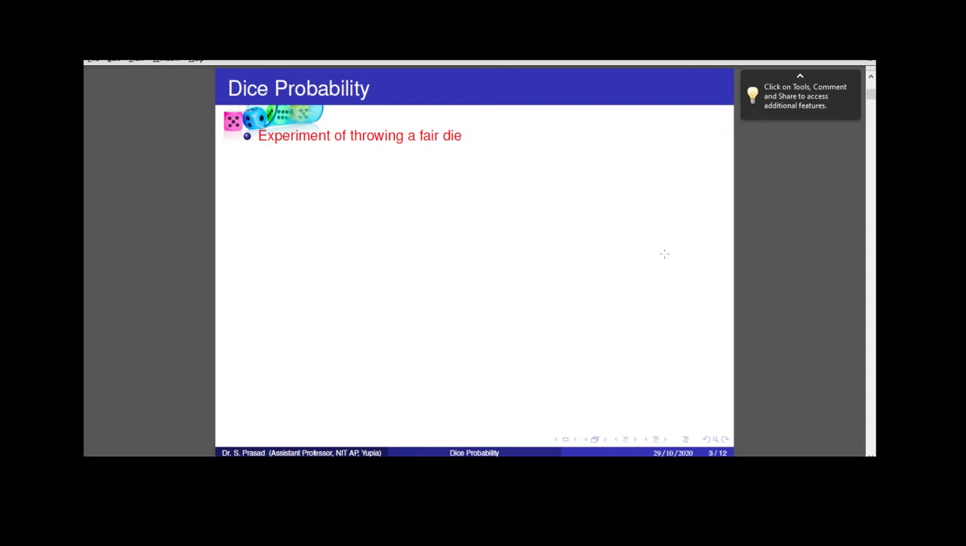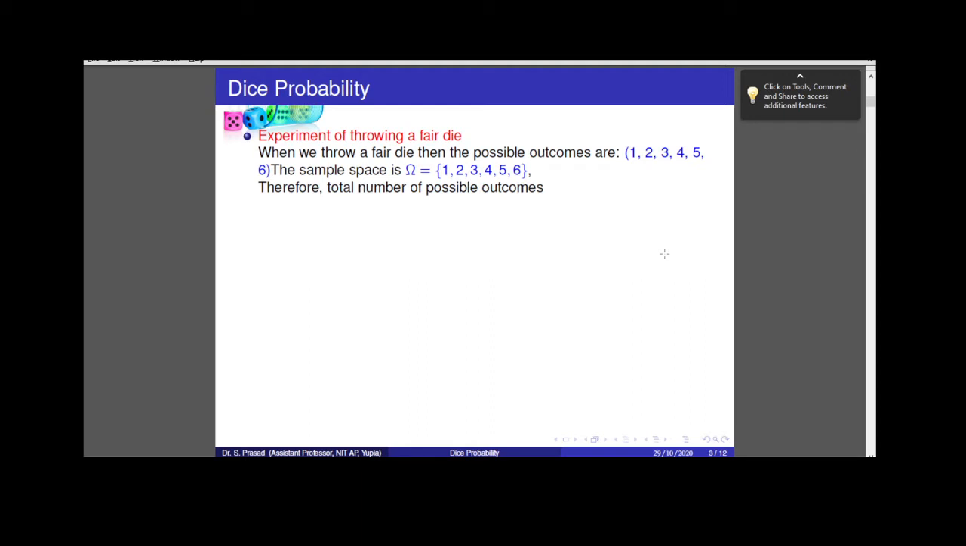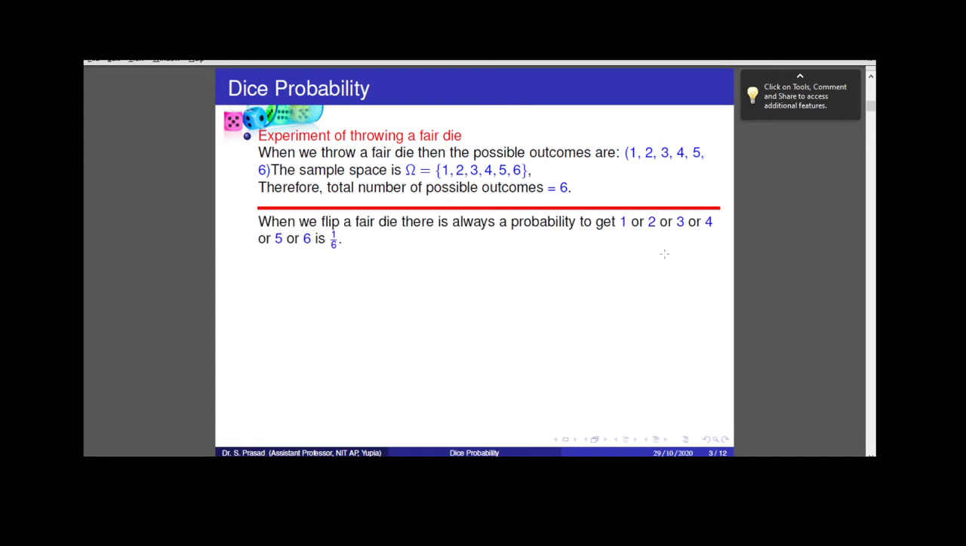Now, dice probabilities. First, we go for the experiment of throwing a fair die. When we throw a fair die, the possible outcomes are 1, 2, 3, 4, 5, 6. The sample space is omega equal to {1, 2, 3, 4, 5, 6}. Therefore, the total number of possible outcomes is 6. When we throw a fair die, the probability of getting 1 or 2 or 3 or 4 or 5 or 6 is 1 by 6.